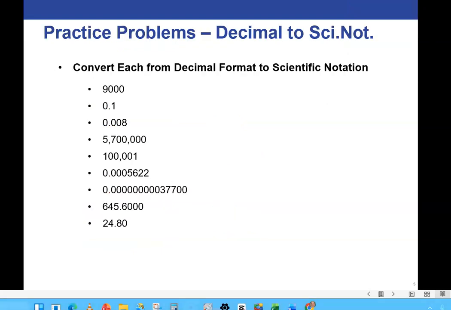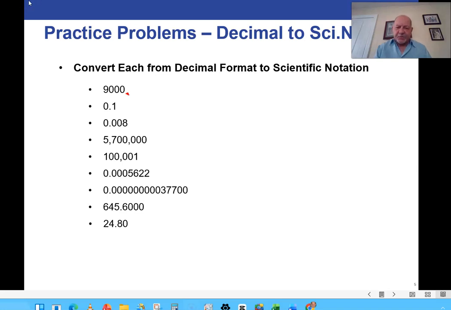So let's take a look at some practice problems where we're converting numbers from decimal format to scientific notation format. And the first number we have is 9,000. And while you don't see the decimal point, we know there's a decimal point after the last 0.